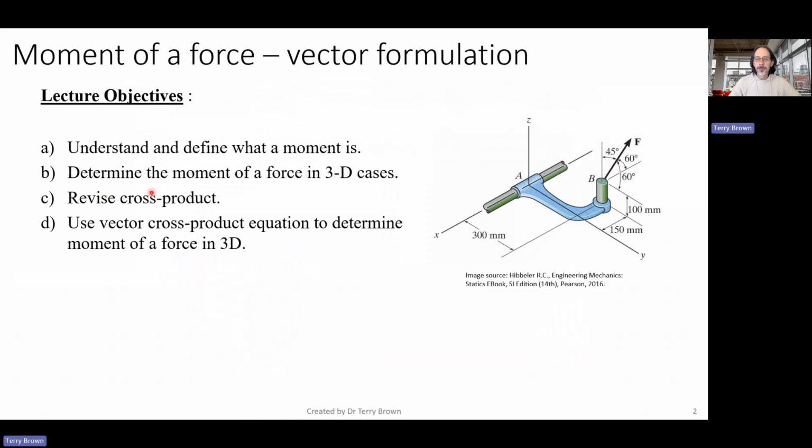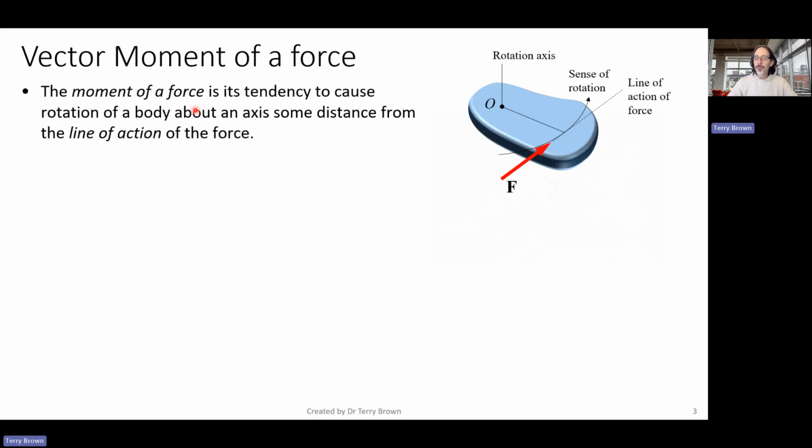So the lecture objectives: to understand and define what a moment is. You should have already done that to some extent when we looked at the scalar formulation. To determine the moment of a force in 3D, revise the cross product, which we'll need in order to do the 3D or vector formulation of the moment of a force, and we'll use that vector cross product in some examples. So the moment of a force is, as we've discussed before, the tendency to cause rotation of a body about an axis, some distance from the line of action of that force.